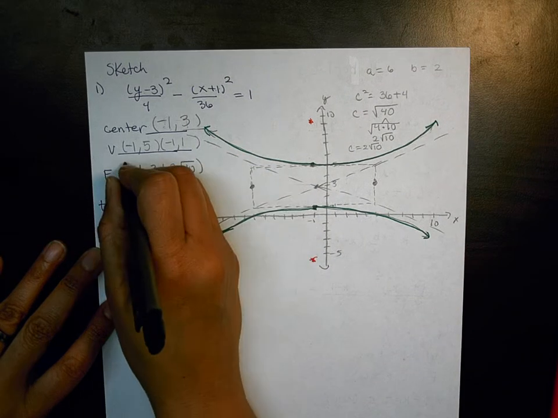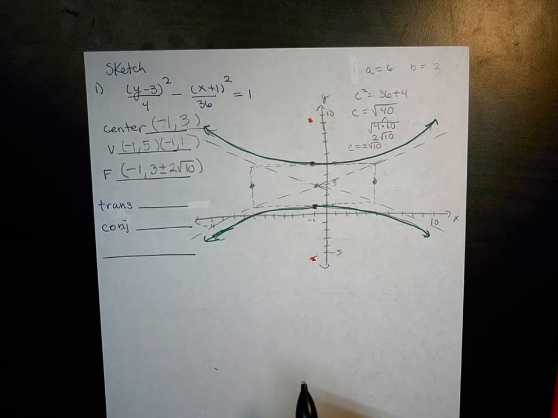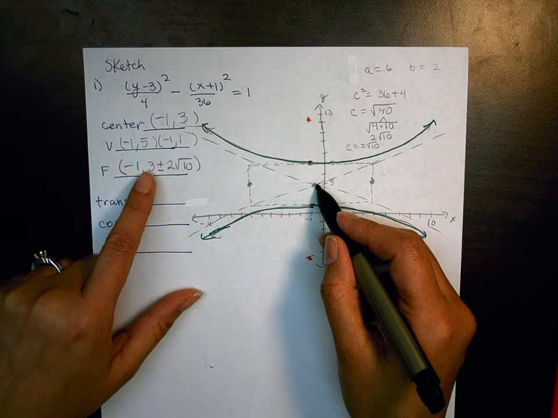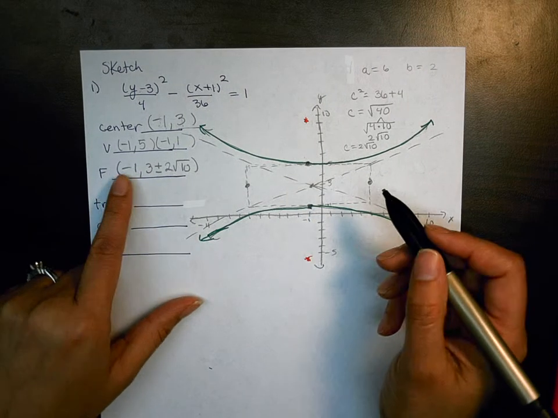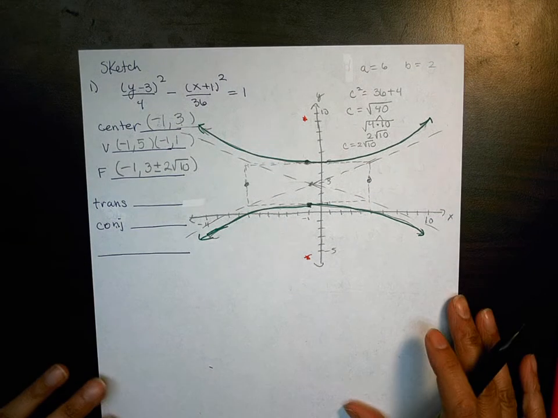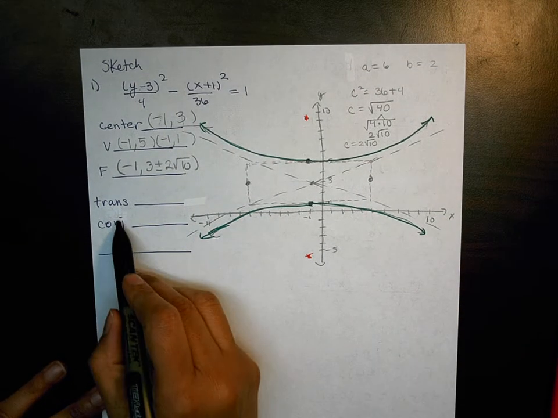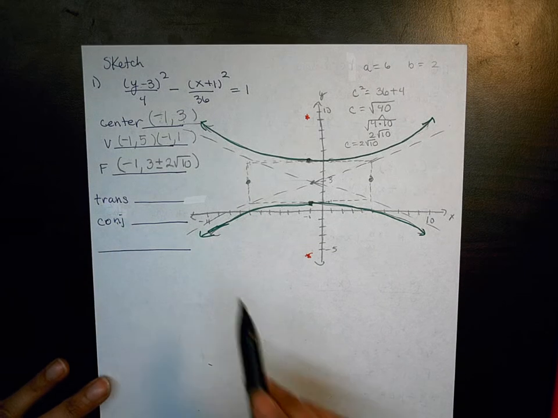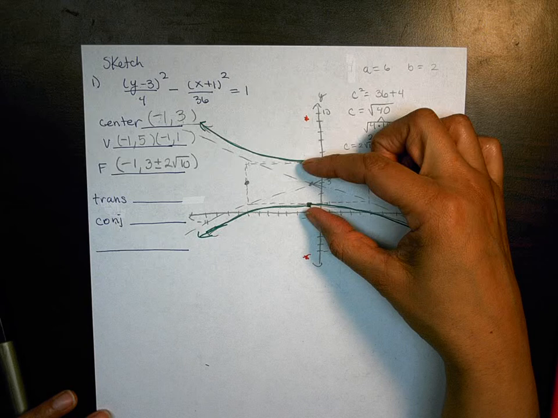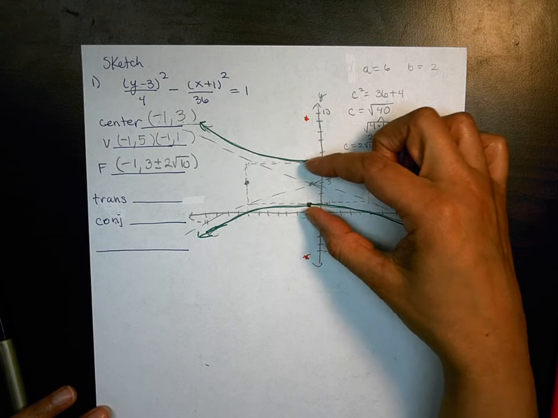Those are 2 ordered pairs: (-1, 3 plus 2 root 10) and (-1, 3 minus 2 root 10). We just write it like that. Okay, these 2 are pretty easy. Transverse is between your vertices, and my vertices are not the 2 points furthest apart. It's these 2 here. I went up and down 2.